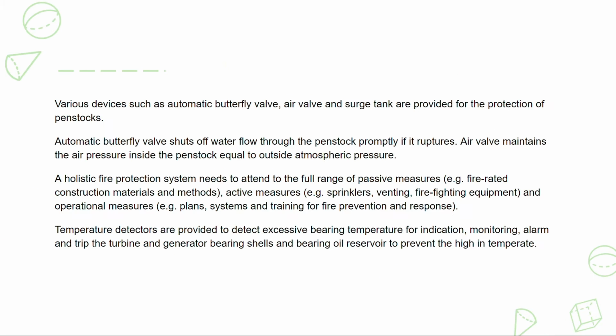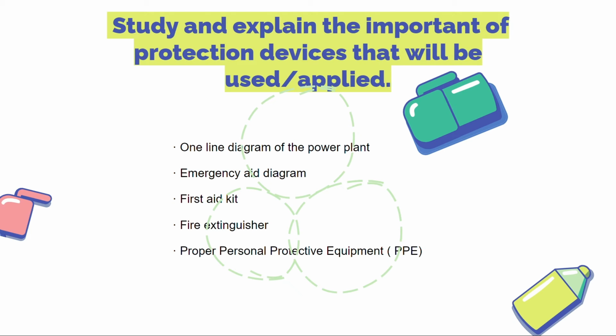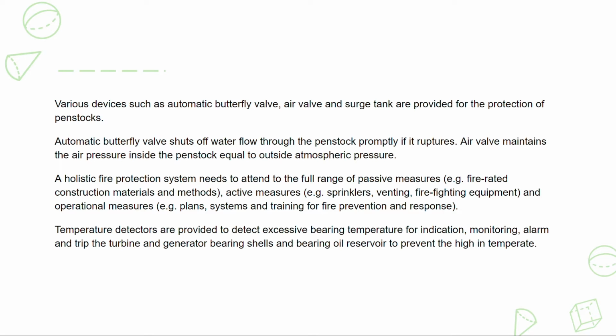To explain those protection devices, various devices such as automatic butterfly valve, air valve, and surge tank are provided for the protection of penstocks. The automatic butterfly valve shuts off the water flow through the penstock promptly if it ruptures. The air valve maintains the air pressure inside the penstock equal to the outside atmospheric pressure. So it actually helps to protect the penstock.